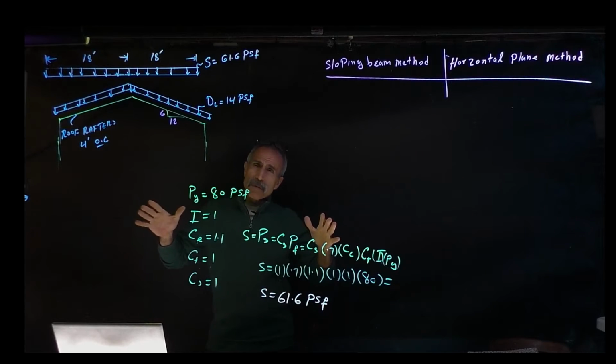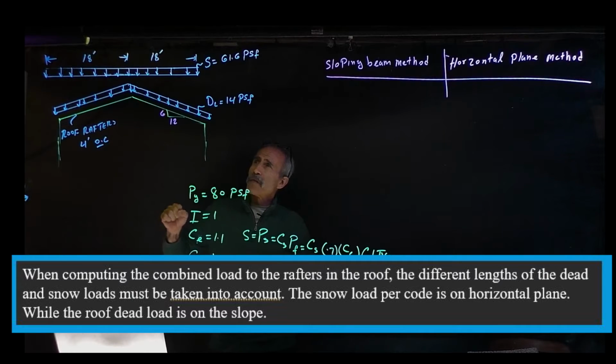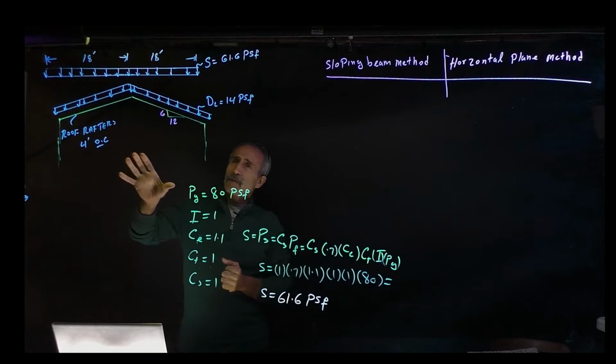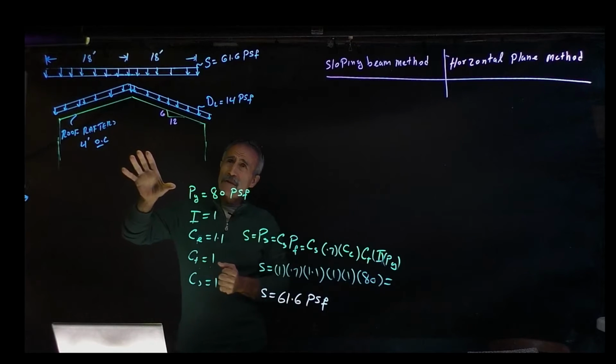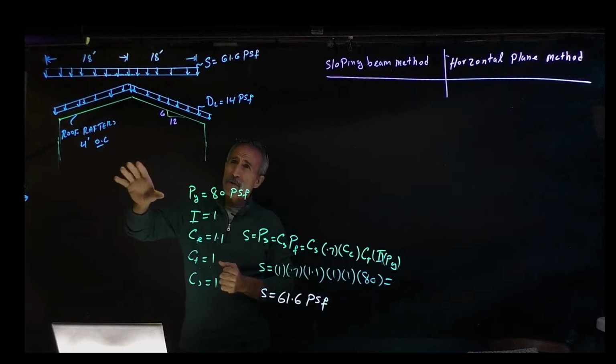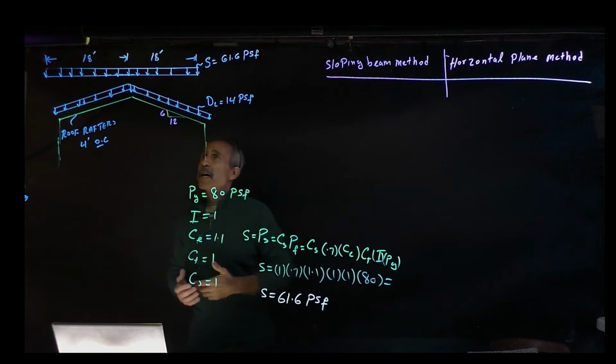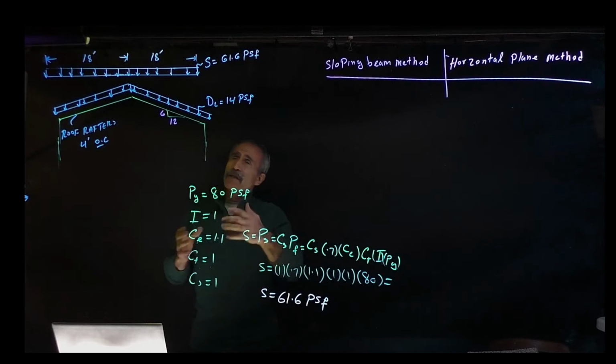One of my students asked me a question, and I thought, why not make a video of it? Because it's a very good question. Sometimes when you have a building like this, you have a combined load for the rafter. Because of the combined load to the rafter, you have two different lengths you've got to deal with, and how you're going to adjust this.